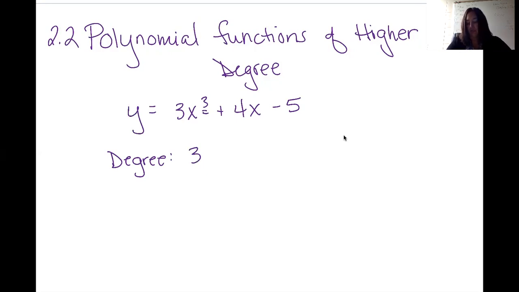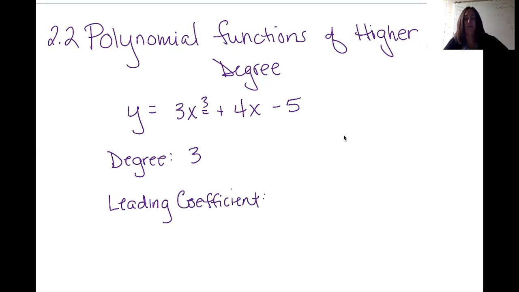Another thing that they will talk about is what is called the leading coefficient. Now, the leading coefficient is the number that is in front of the variable with the highest exponent. So in this case, it is also 3.